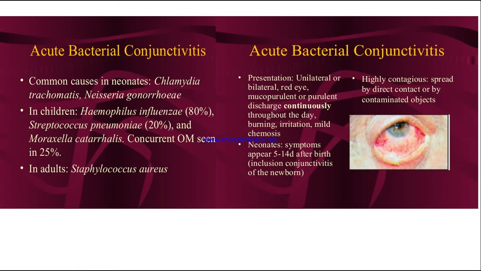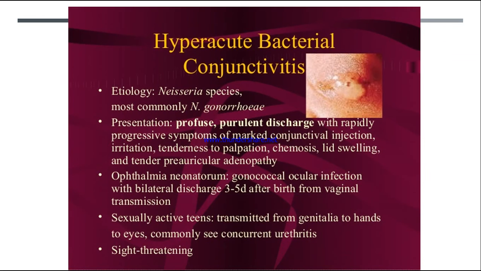Next, in neonates, the symptoms of acute bacterial conjunctivitis will appear 5 to 14 days after birth. Next, it is highly contagious. It is spread by direct contact or by contaminated objects. So this is about acute bacterial conjunctivitis. I hope this is clear. Next, we will see the other stage of bacterial conjunctivitis.